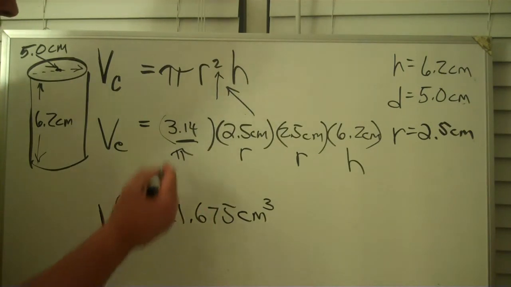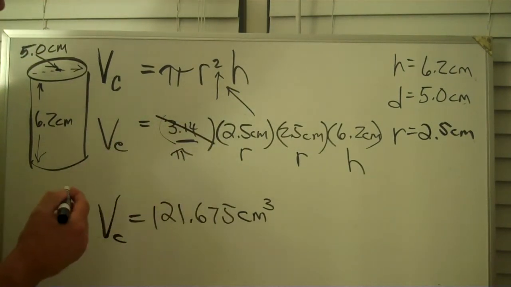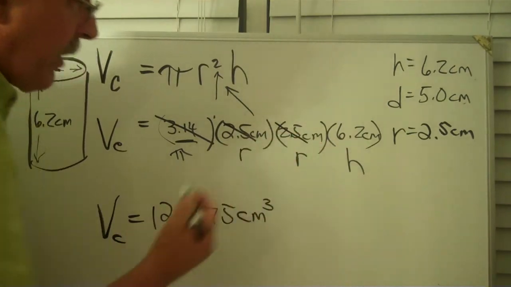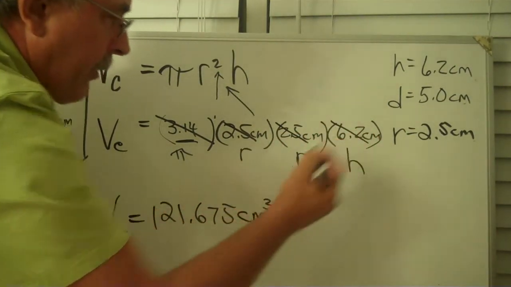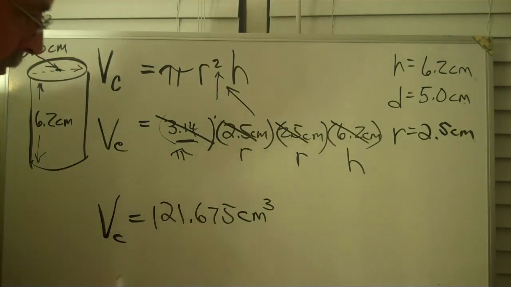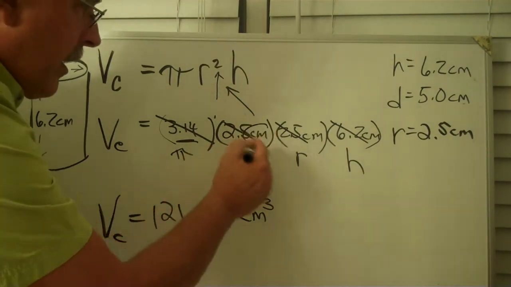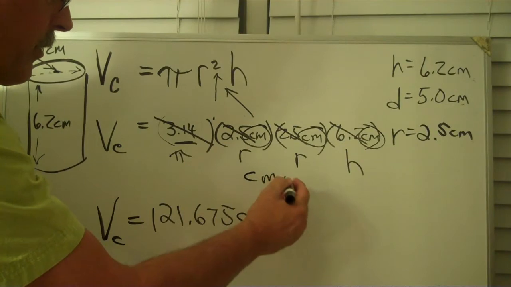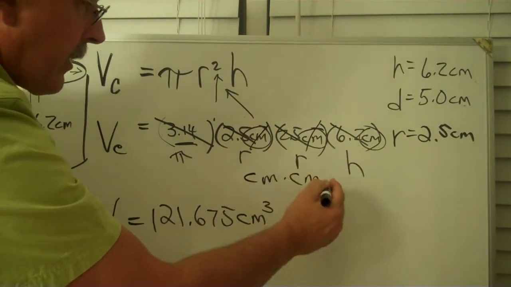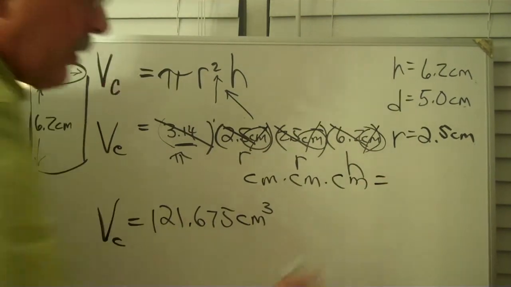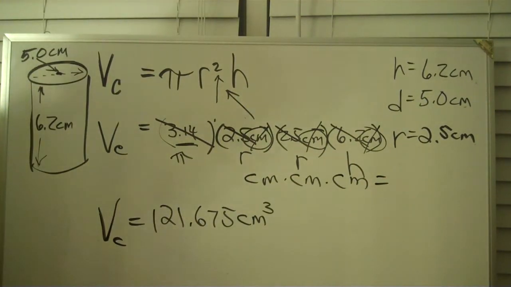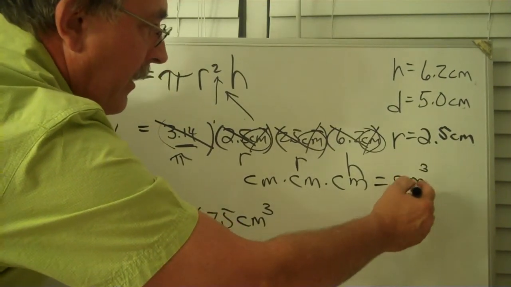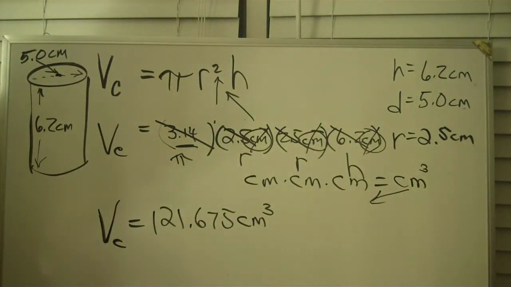So where did I get those numbers? The 121.675 came from multiplying 3.14 for pi, times the radius, 2.5, times the radius again, 2.5, times the height, 6.2. Calculate those, and you come up with 121.675. The centimeters, which I have not used yet in my framework, are going to become centimeters times centimeters times centimeters, which, written as an exponential with an exponent, would be centimeters cubed, and that's where the units come from for this problem.